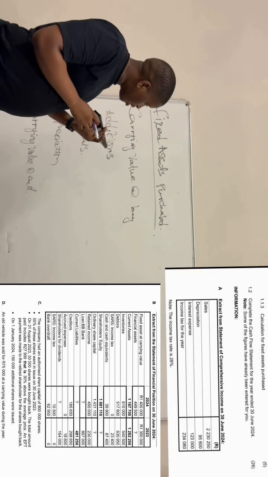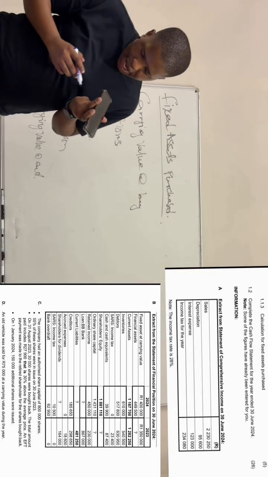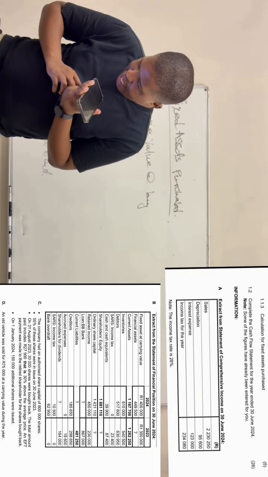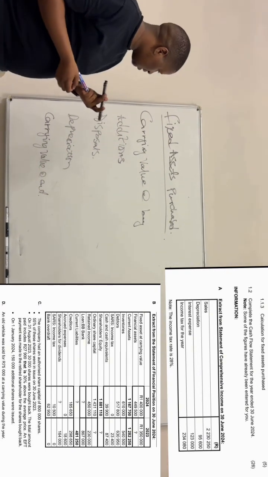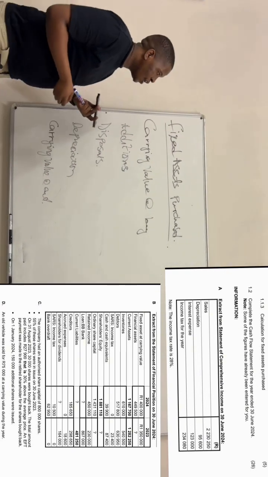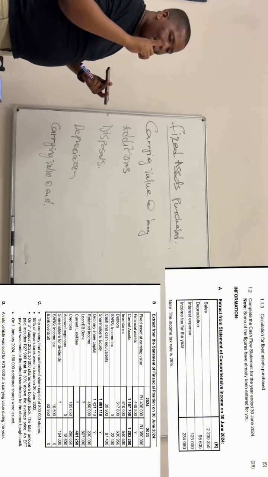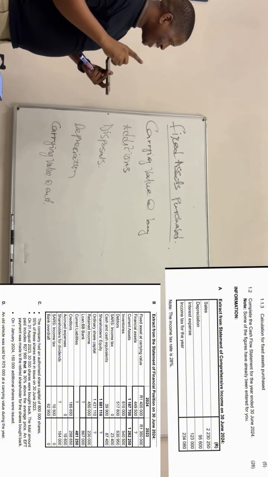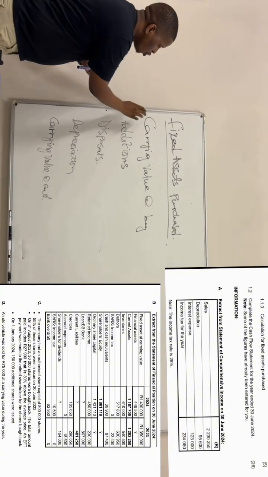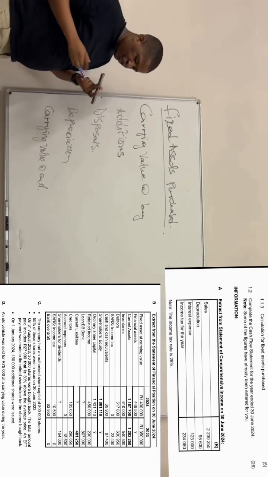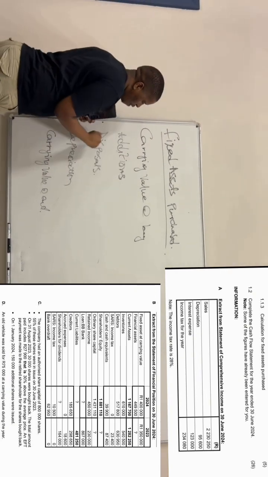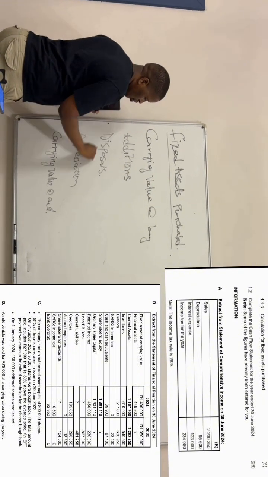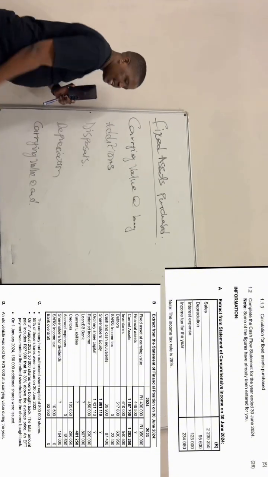All right, the next one, we are required to calculate the fixed assets that were purchased during the year. Now, when it comes to fixed assets sold or purchased, we use what we call the 5-figure method, which is the carrying value at the beginning, additions, disposals, depreciation, and carrying value at the end.